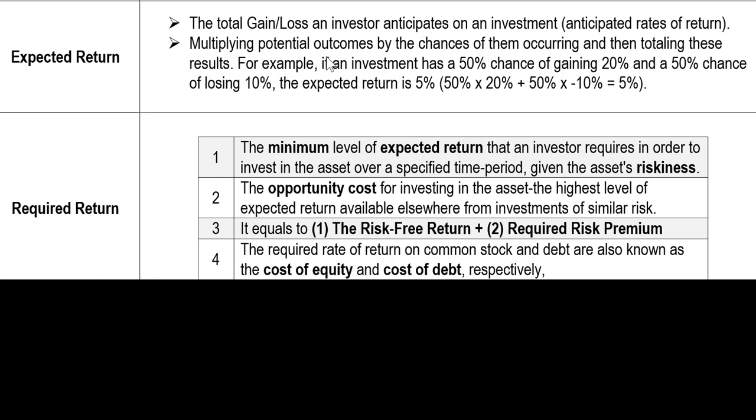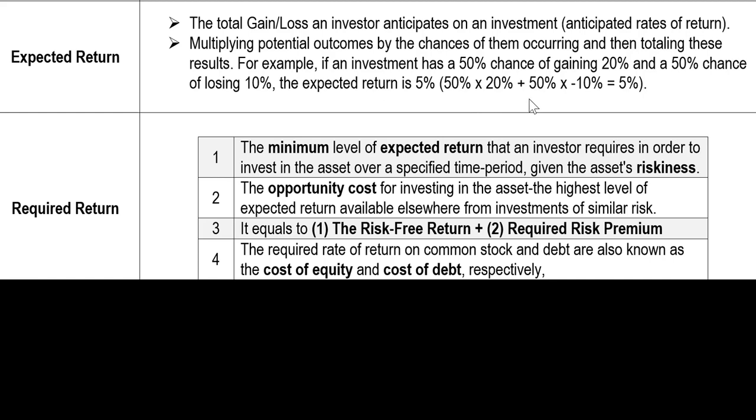So here, we multiply potential outcomes by the chance of them occurring, then total these results, which means the probability weighted average. The chance means probability. For example, if an investment had a 50% chance of gaining a 20% return, and a 50% chance of losing 10%, what is the expected return? That is very easy. It's 5% because it is the weighted average.